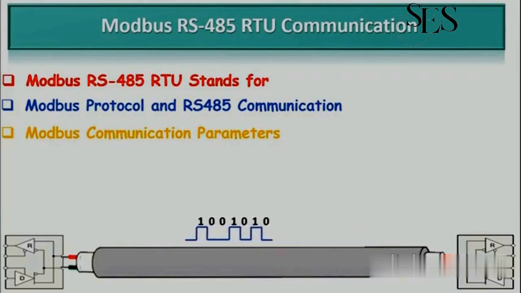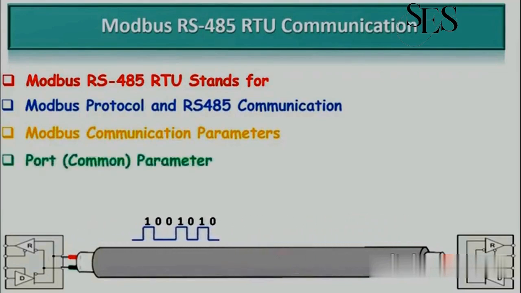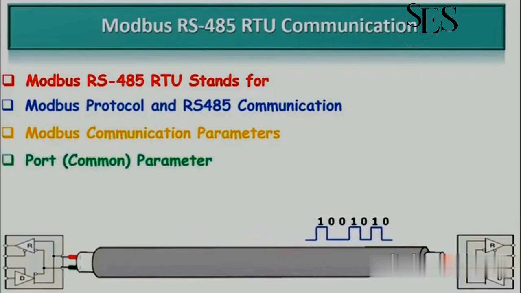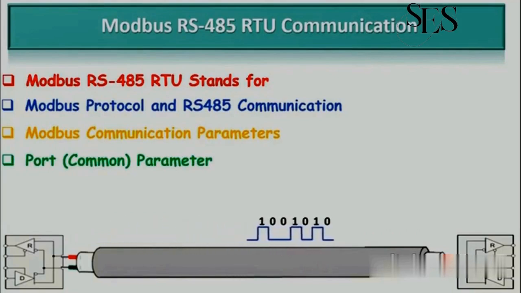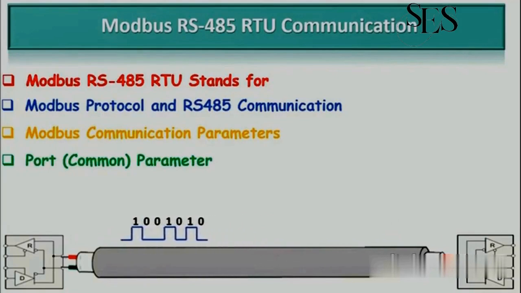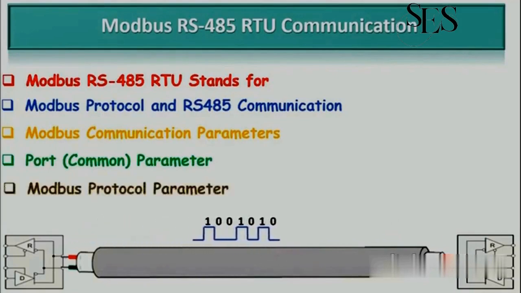which further includes the RS485 port or common parameter which all devices must have in a Modbus network, and the Modbus protocol parameter which are essential to see the data values during the Modbus communication.